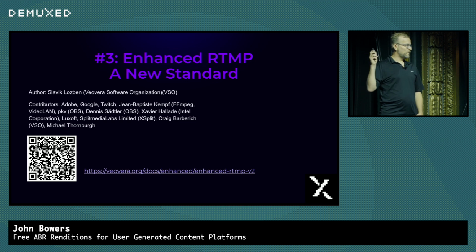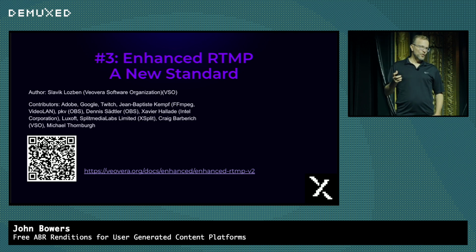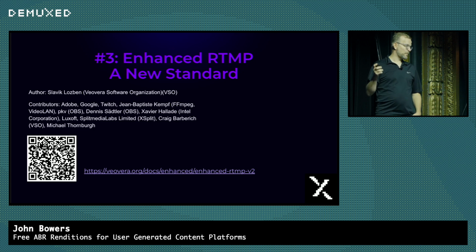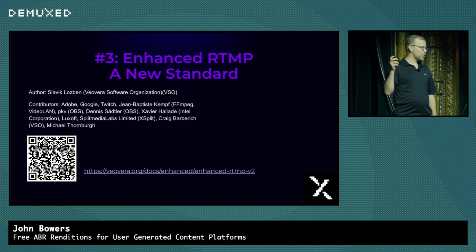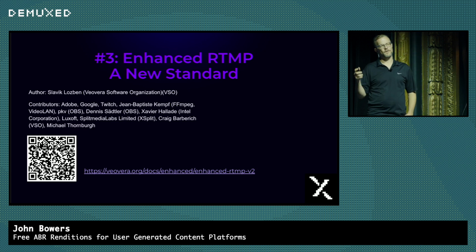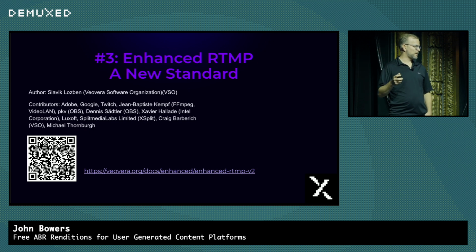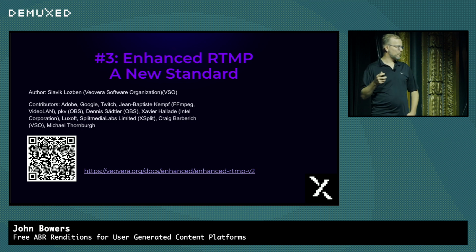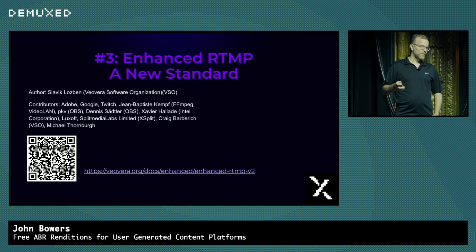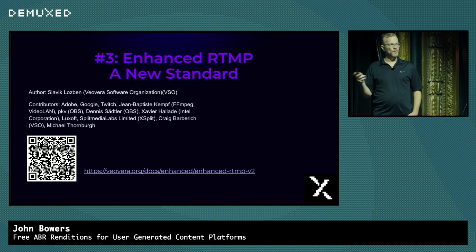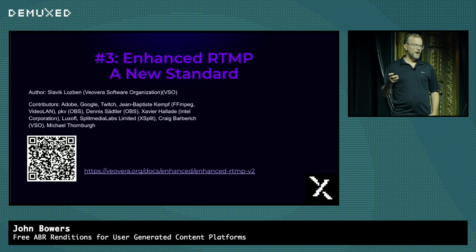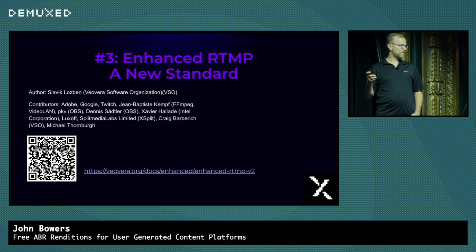And that leads us to the third thing. We needed a new delivery protocol because we were using RTMP, right? It's very old. It doesn't support multiple video tracks, which was very important. So we have been working with Slavic and the Overa software organization. He's leading that and getting feedback from a bunch of industry contributors, such as Twitch, of course, Google, Adobe, a bunch of individuals on open source projects. And there's a link to the version 2 of the spec, which we implemented here. It's still in alpha or beta. I'll leave it to him, but it's not released completely yet.